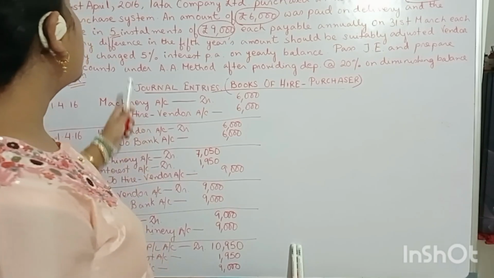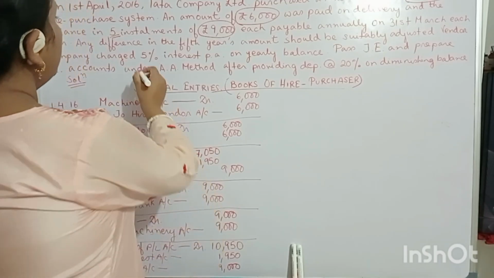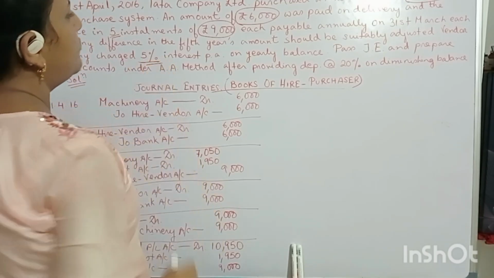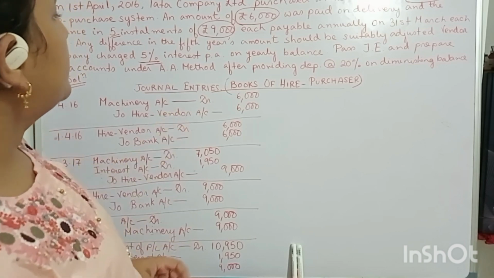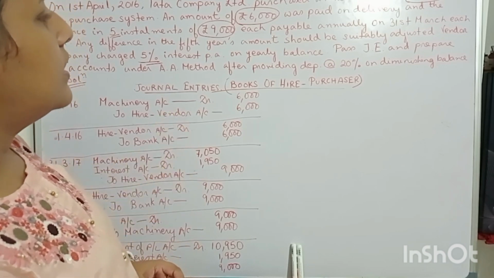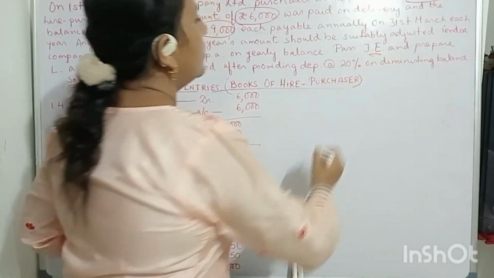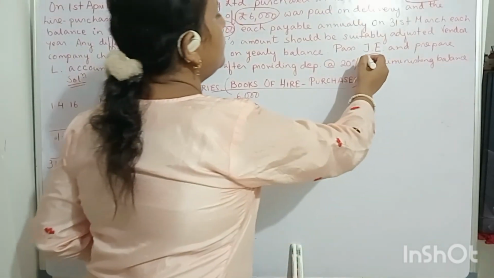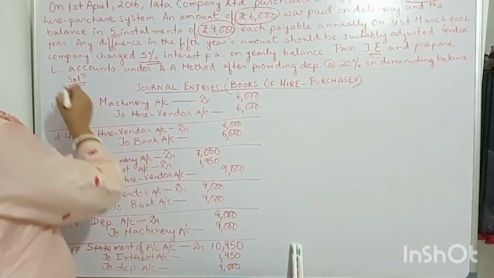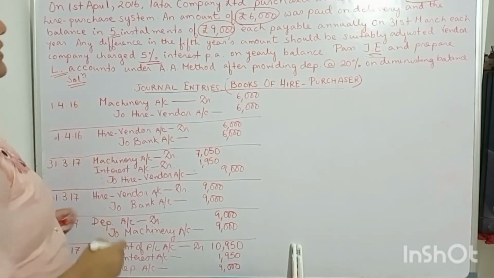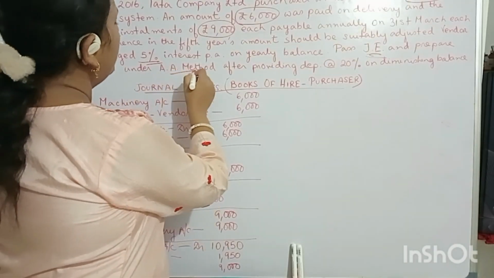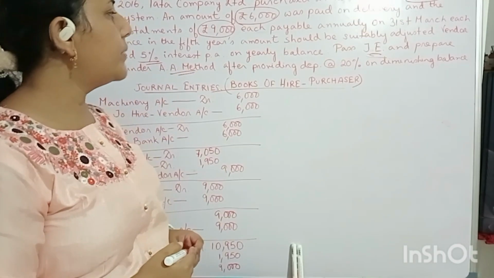The vendor company charged 5% interest. So what is the rate of interest? It is 5% yearly, on the yearly balance. You have been asked to pass journal entries and prepare ledger accounts under the asset accrual method.